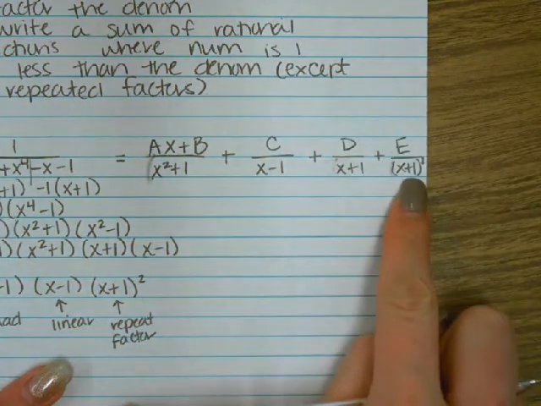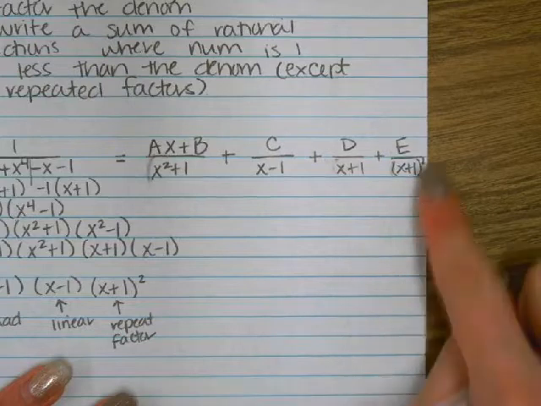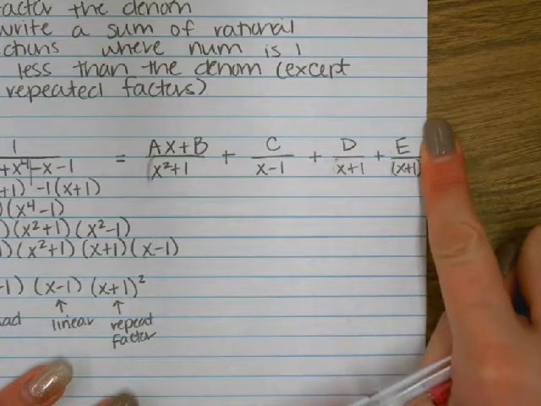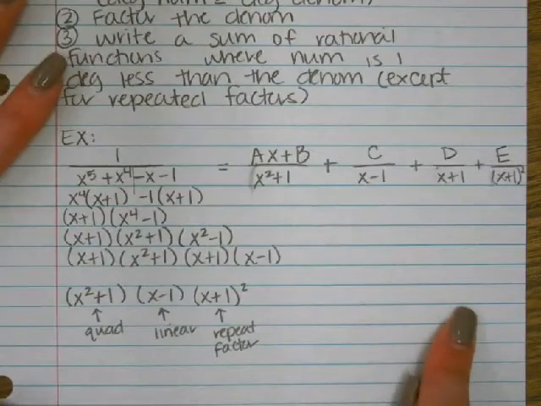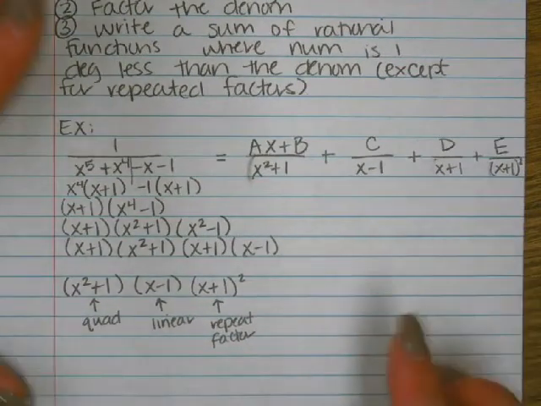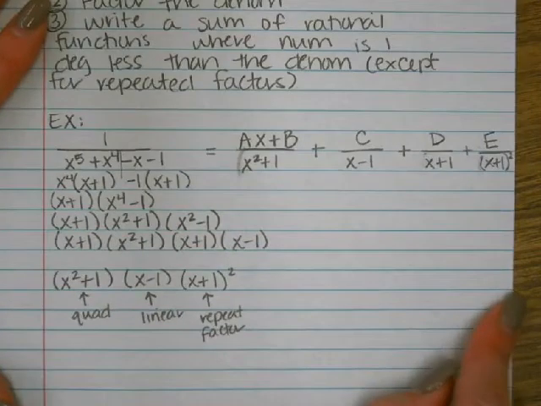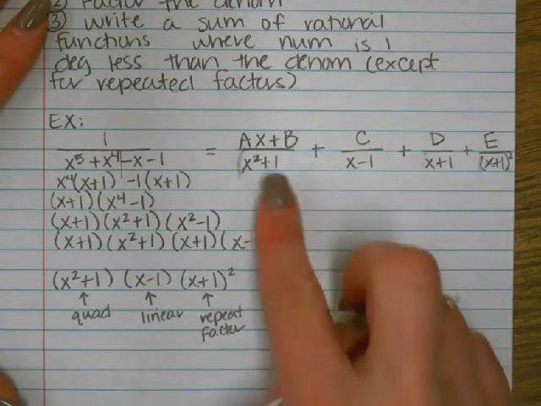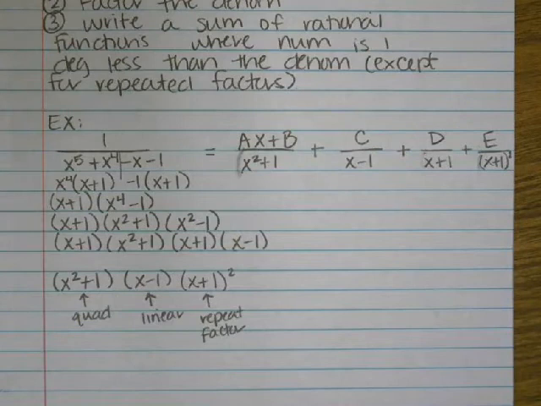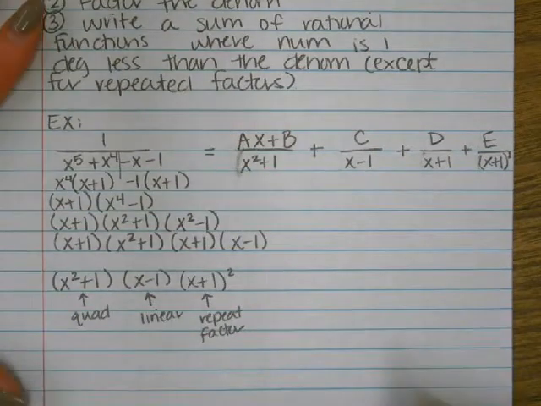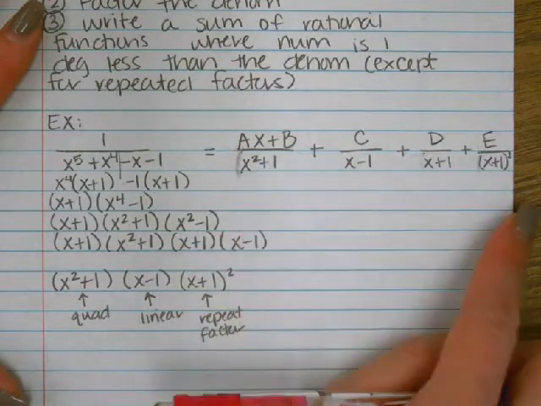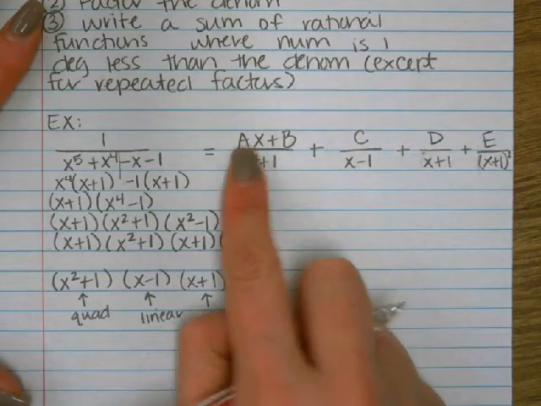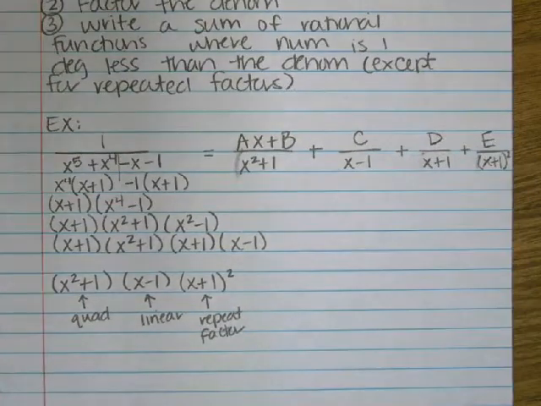So even though this one has a degree of 2, since it is part of a factor that was linear, we're still going to have a degree of 0 on the top. So this is not ready to integrate. Obviously, I've got way too many variables in there, but I just wanted you guys to see how we could split this apart into a sum of different fractions. Before we could integrate, we would have to solve for A and B and C and D and E.